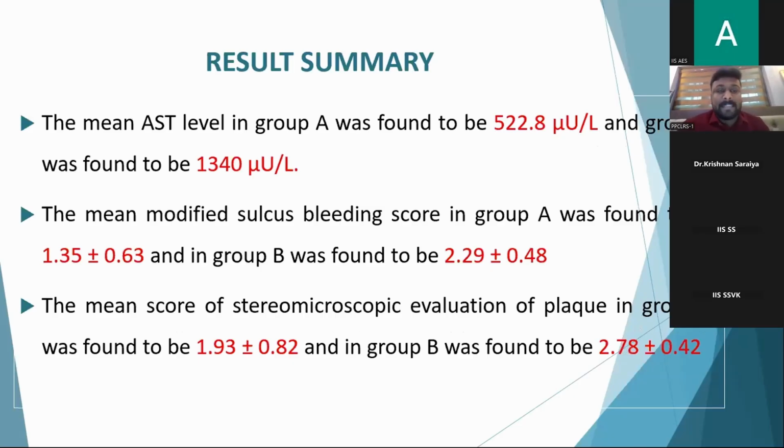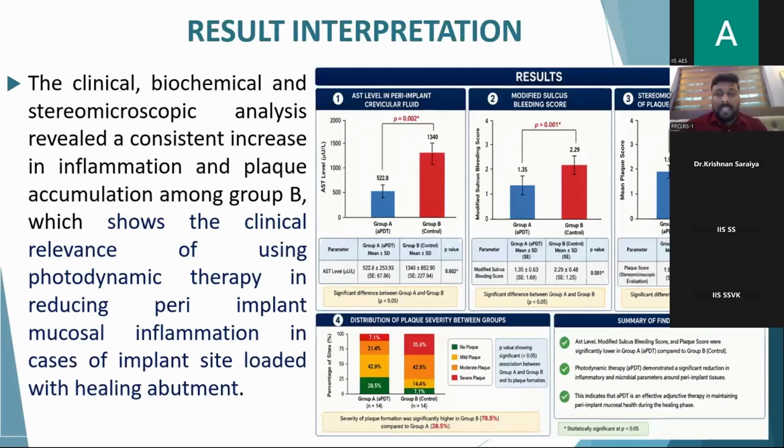Summarizing the results, the mean AST level in Group A was found to be 522.8 microliter, and Group B was found to be 1,340. The mean modified sulcus bleeding score in Group A was found to be 1.35, and Group B was found to be 2.29. The mean score of stereomicroscopic evaluation of plaque in Group A was found to be 1.93, and Group B was found to be 2.78. Interpreting the results, the clinical, biochemical, and stereomicroscopic analysis revealed a consistent increase in inflammation and plaque accumulation in Group B, which shows the clinical relevance of using photodynamic therapy in reducing peri-implant mucosal inflammation in case of an implant site loaded with a healing abutment.